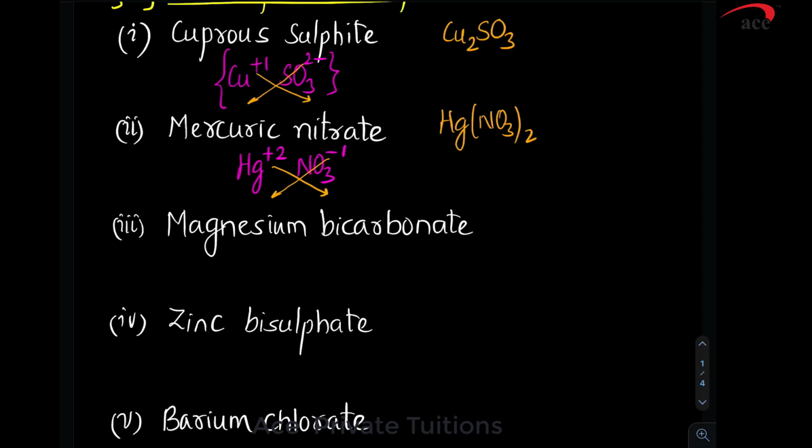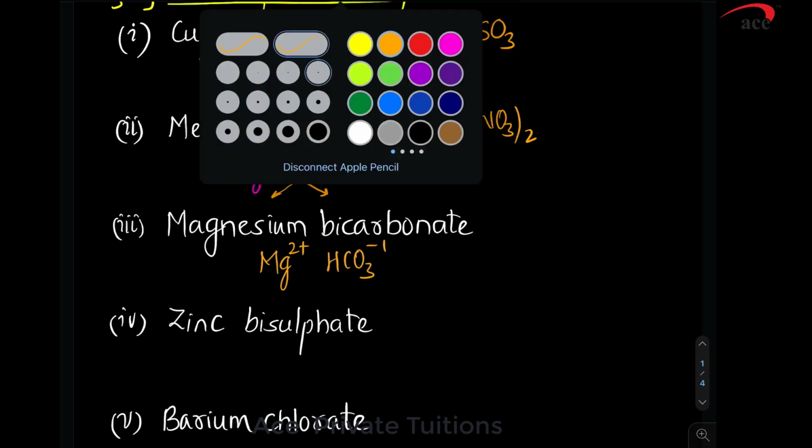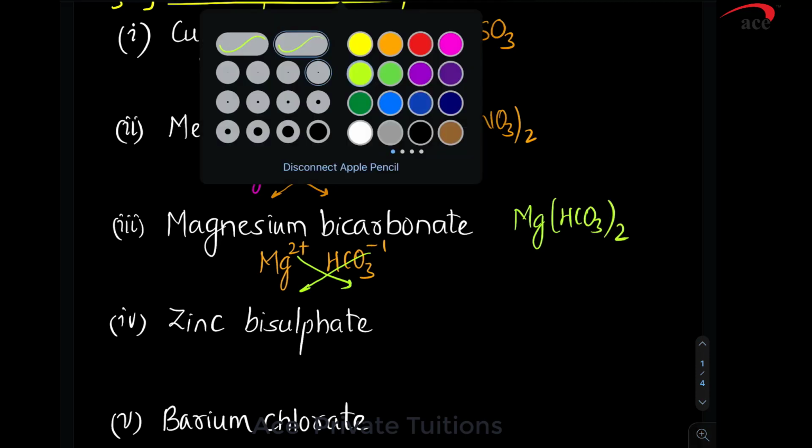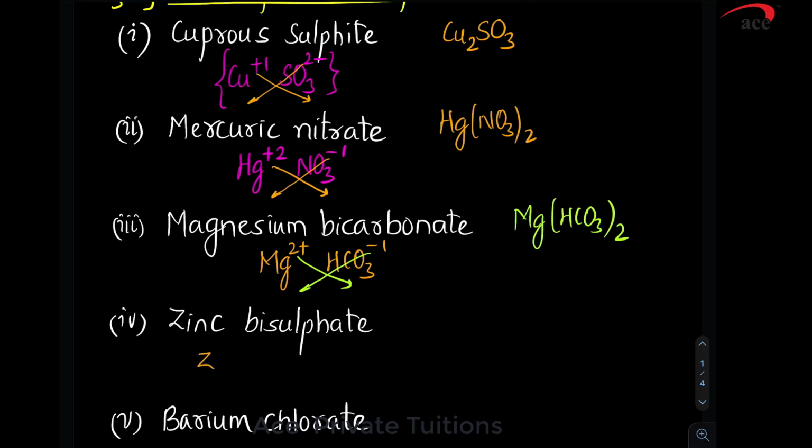Similarly, if you go to magnesium bicarbonate, magnesium has 2 plus, bicarbonate is 1 minus. What should you do next? Cross multiply. When you cross multiply, the formula will be Mg(HCO3)2. Now the next one, zinc bisulfate. Zinc is Zn 2 plus, bisulfate is HSO4 minus 1. What should you do next? Cross multiply their valencies, therefore the formula will be like this.